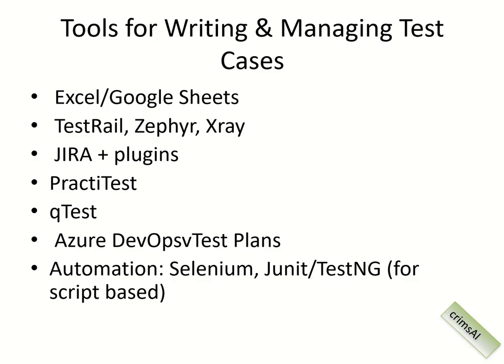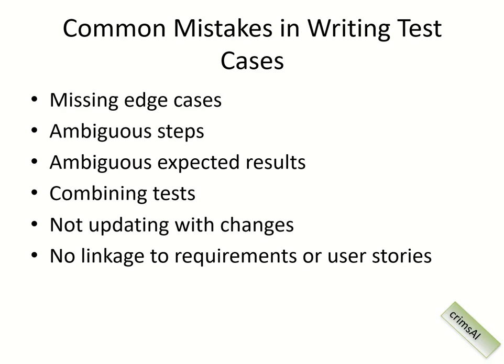Common mistakes in writing test cases. Avoid mistakes like not testing edge cases, vague steps, comparing too many things in one test, forgetting to update after requirements change. The goal is clarity and accuracy. Each test should have one clear purpose and be updated as the product evolves.